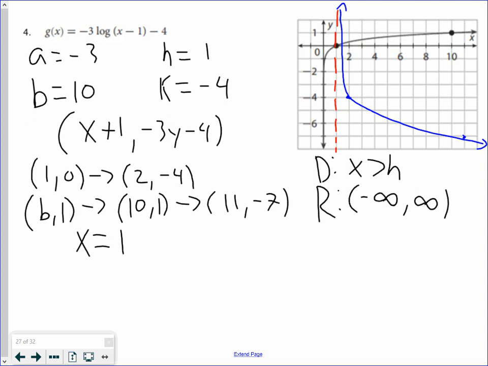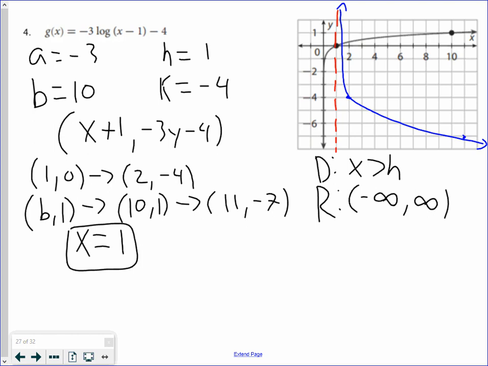Our two parent reference points that we're going to transform are 1, 0 and b, 1. 1, 0 turns into 2, -4. b, 1 is going to be the same thing as 10, 1 for this problem, and 10, 1 transforms into 11, -7. Our asymptote is right here, x equals 1. And if we plot our graph, it should look a little bit like that.